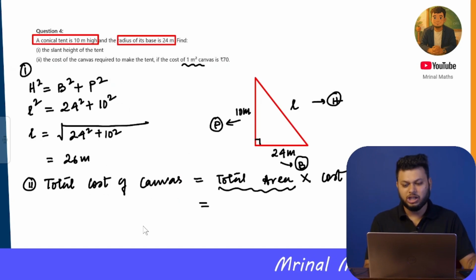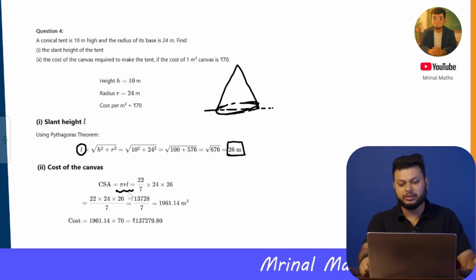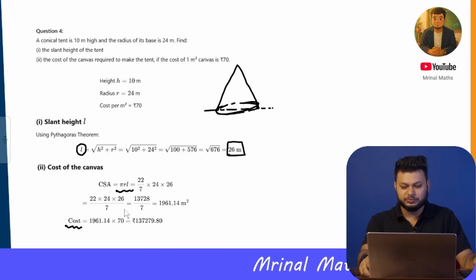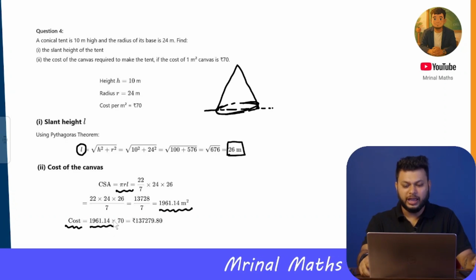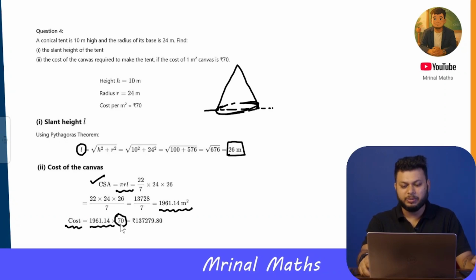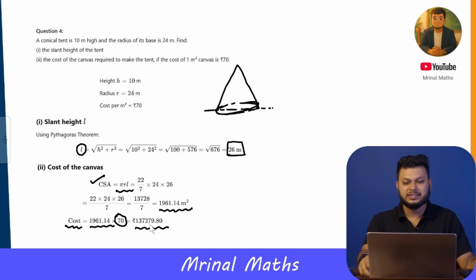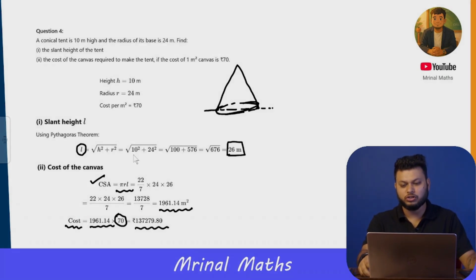So as I said, total cost of the canvas is equal to total area into cost per meter square. Check this calculation out. The cost is equal to pi RL, that was the total area. So total area is 1961.14 into cost per meter square, which was how much? 70. So by applying the curved surface area formula, which is pi RL, and by multiplying that with cost per meter square, which is 70, the final answer stands out to be 1,37,279 rupees is the total cost of the canvas.